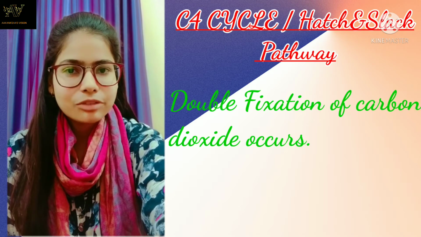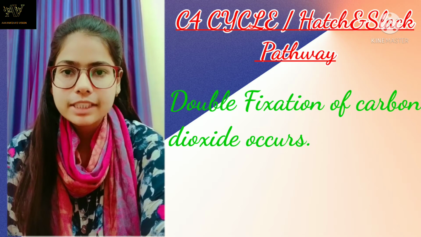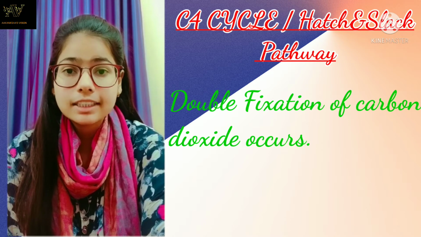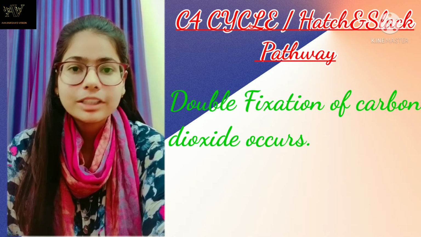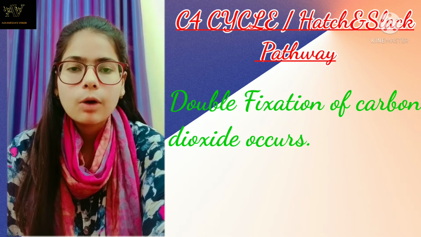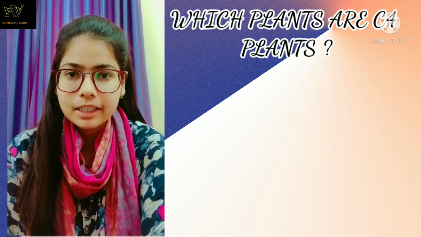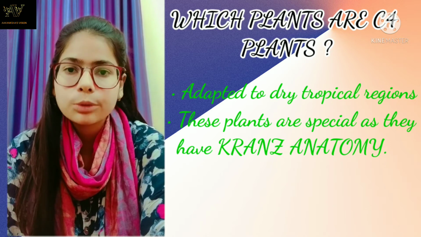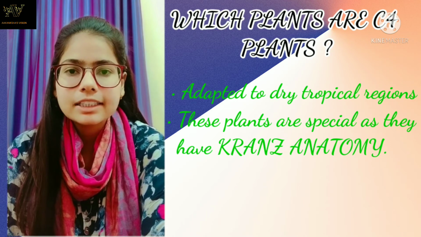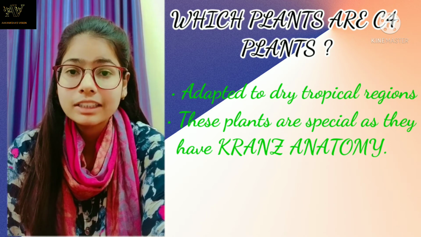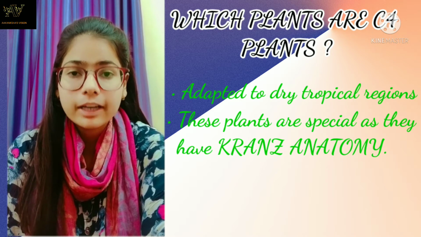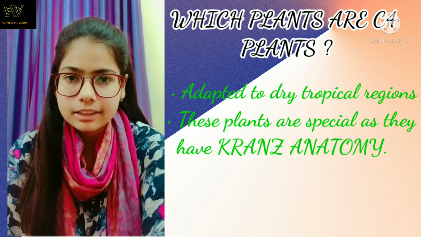Let's talk about the C4 cycle, which was given by Hatch and Slack. This is also known as the Hatch and Slack pathway. It talks about the double fixation of CO2. Then let's talk about which plants are C4 plants. Basically these plants are adapted to dry tropical regions, and secondly they're special because they have a special kind of leaf anatomy known as the Kranz anatomy.